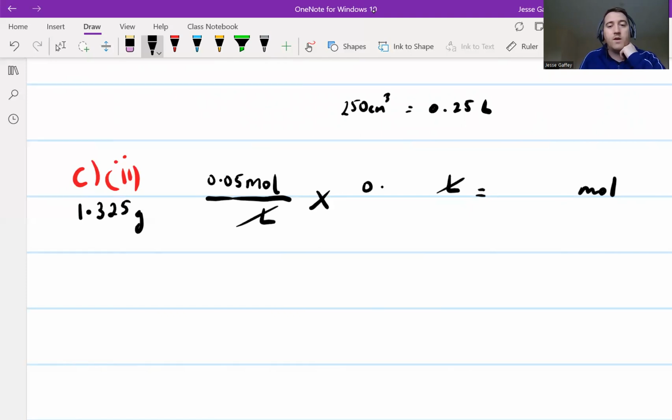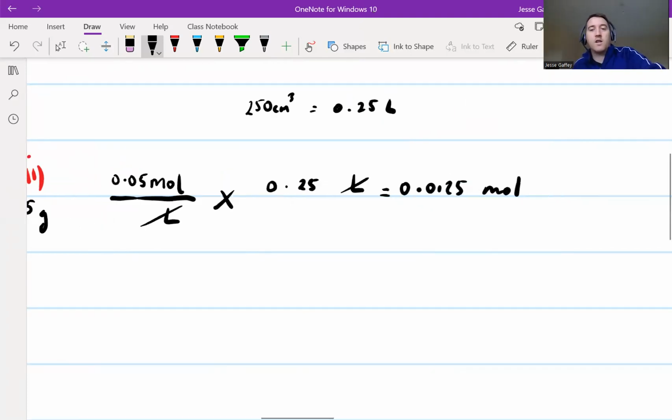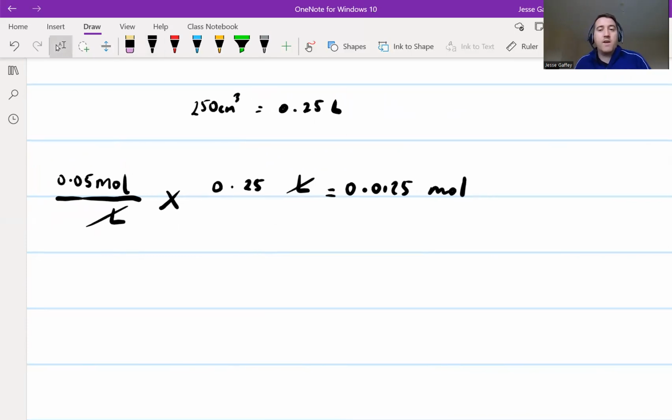So 0.25 liters. Once you know that, then we have 0.05 times 0.25, and that gives us a number of moles, 0.0125. So that's how many moles we would have in our 250 centimeter cube solution, or our 0.25 liter solution. Now that wasn't our final answer though.